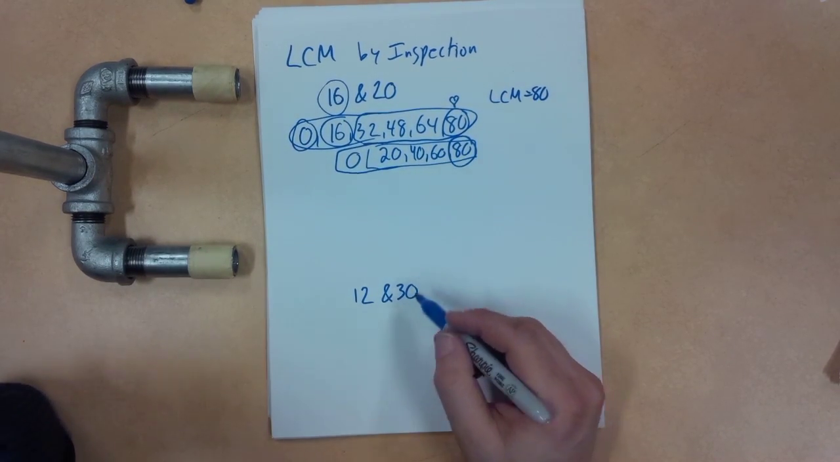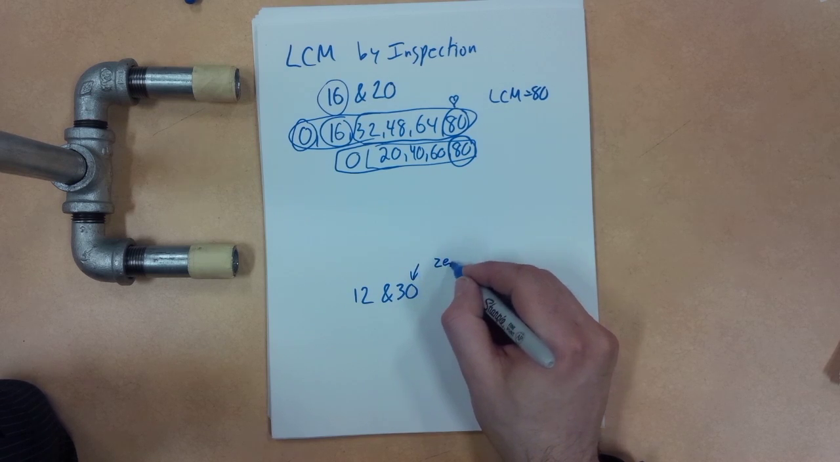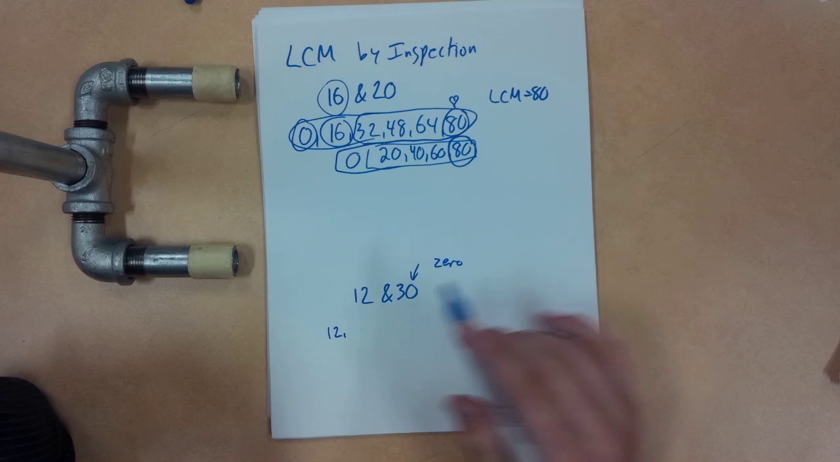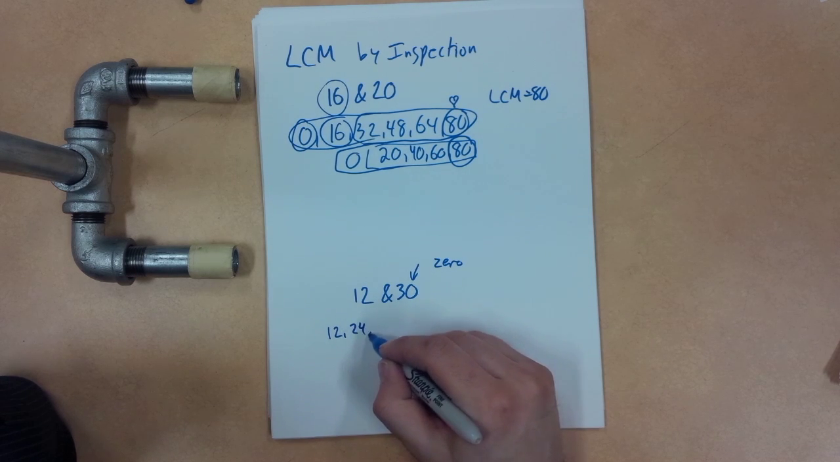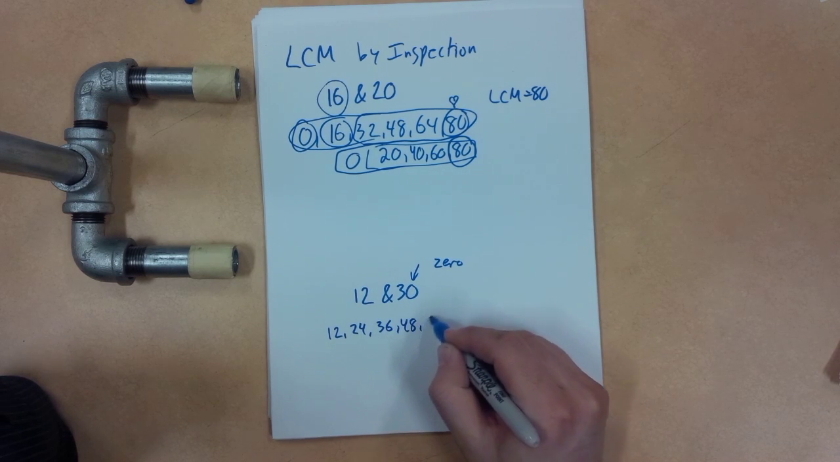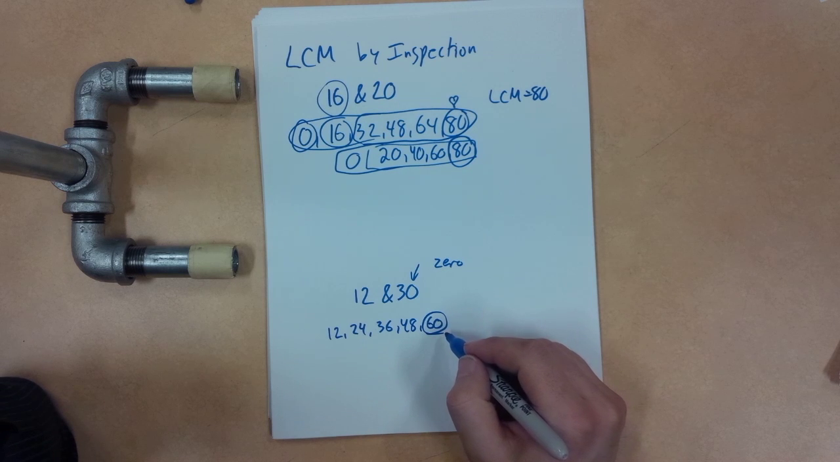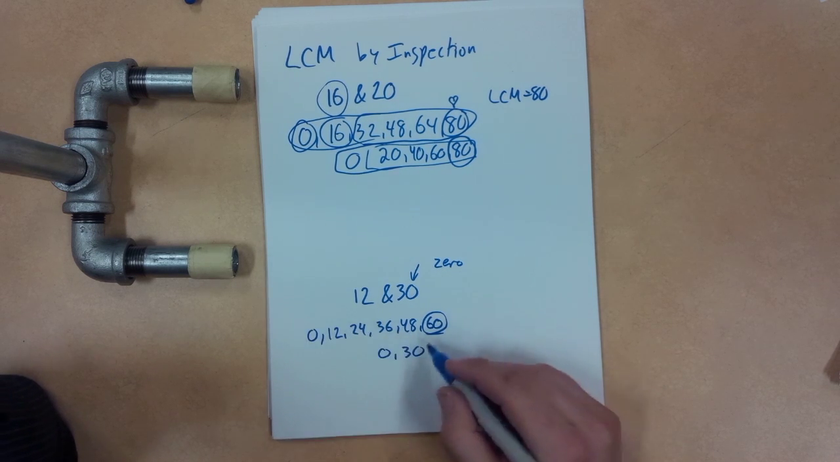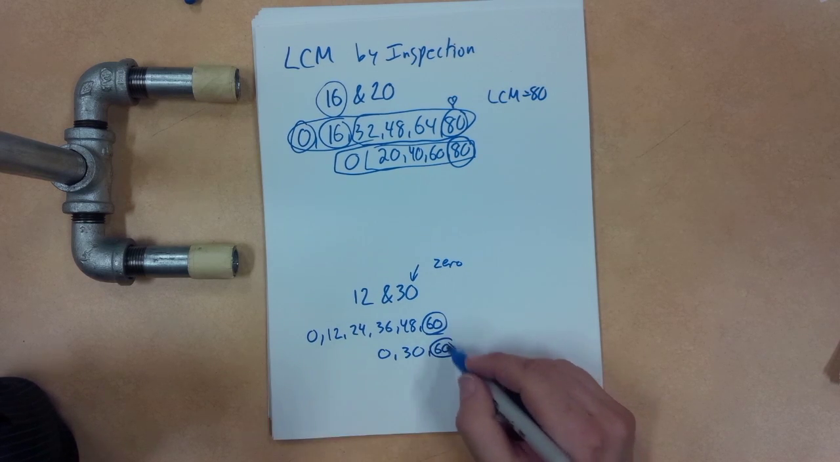Same thing, 12 and 30. So I'm thinking here, 30 ends in 0. Okay, so if I skip count by 12, I know nothing's going to work until I hit something that ends in 0. 24, 36, 48, 60. Aha, maybe this one is the one. Let's check. We skip count by 30s. If we skip count by 30s, we see right away that that is the one.